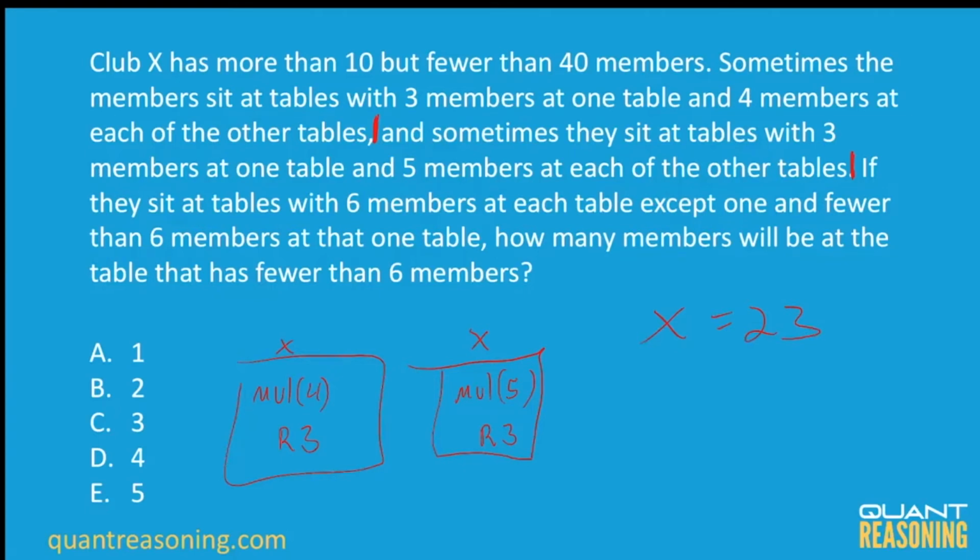If they sit, who's they? The 23 members. If the 23 members sit at tables with 6 members at each table, so 6, 12, 18, except one and fewer than 6 members at that one table, so we're at 18, there's 5 remaining. Okay, so it's 5. Did anybody infer that there are 23 members at that point before continuing to read the question?